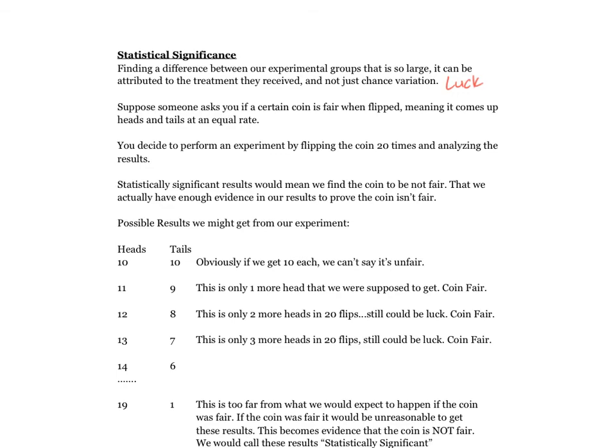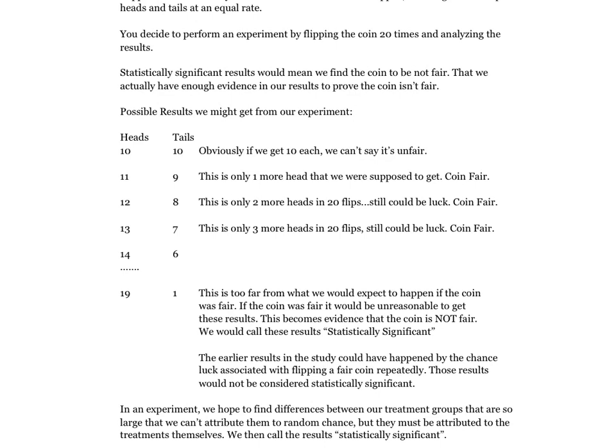So, you can picture this. You're going to flip a coin 20 times and see what you get. Now, obviously, if you get 10 each, that is not evidence that the coin is unfair. That'd be evidence the coin is fair, okay? So we'd say our results are not statistically significant. Like what was supposed to happen, happened. But let's say you got 11 heads and 9 tails. Well, that's only one more head than we were supposed to get. That could easily happen just by luck. So we would have to say the coin is fair.